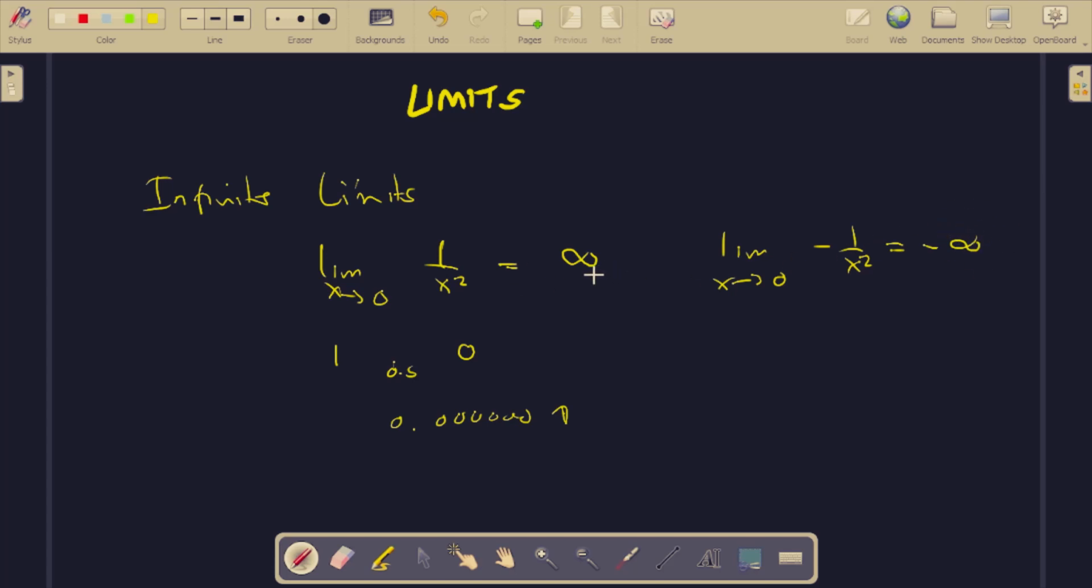So same idea, minus infinity is not a value. So what this means is that our function is decreasing without any bound. So it's boundlessly decreasing. All right. So that is what it means for us to have these two guys here.